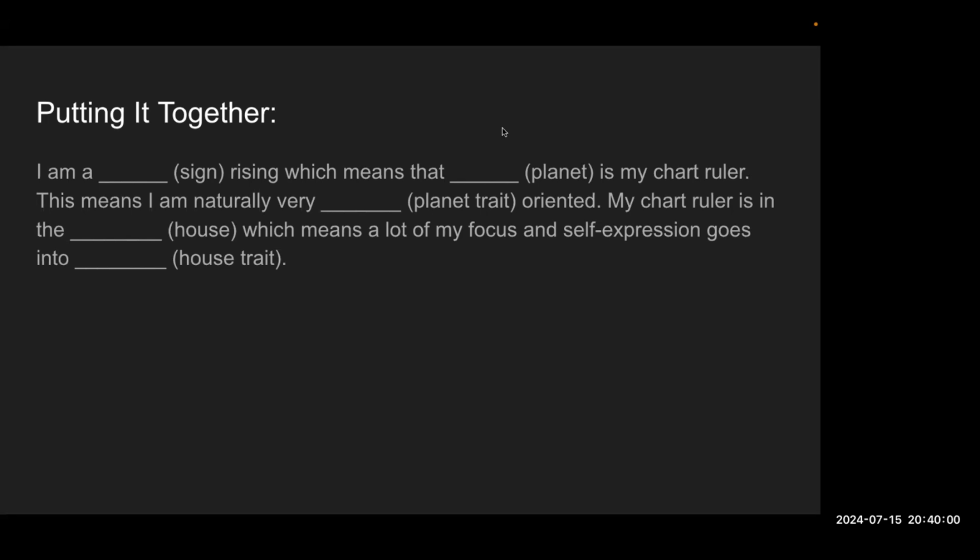Angela? Okay, tell me if I'm not bugging out right now. Okay. I'll read mine. I am an Aquarius rising, which means that Uranus is my chart ruler. This means I am naturally very innovative. My chart ruler is in the eighth house, which means a lot of my focus and self expression goes into transformation, shared resources, and the occult. That is so spooky.